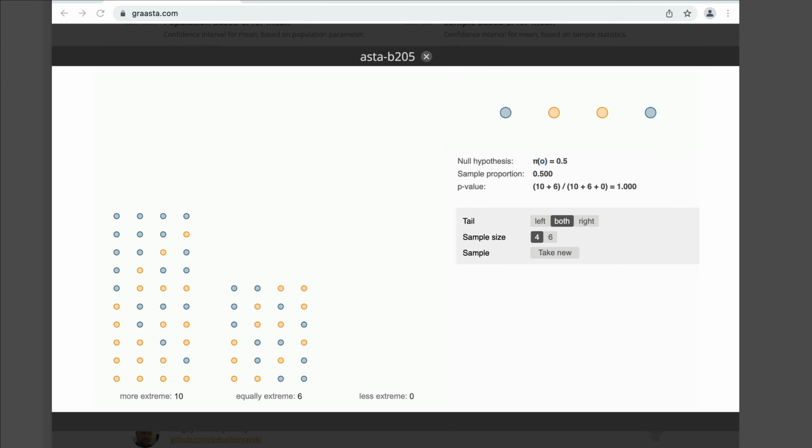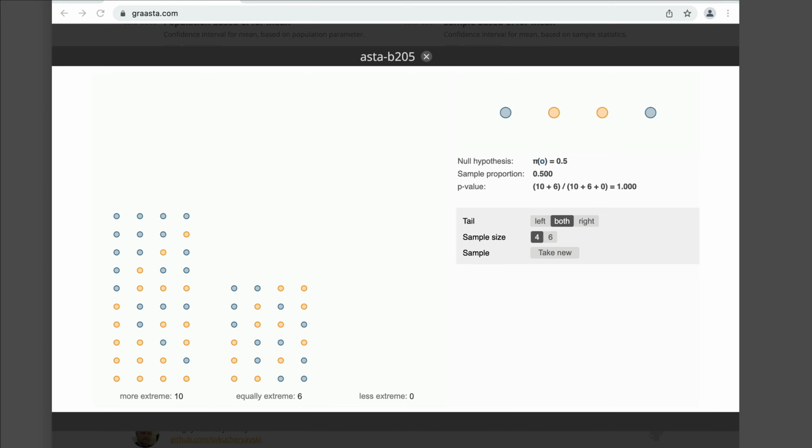Well, this app helps you to understand what the p-value is. The p-value is probably one of the most widespread and also most controversial things in statistics, especially in frequentist statistics. So I'll try to explain what the p-value is using an experiment with tossing a coin.